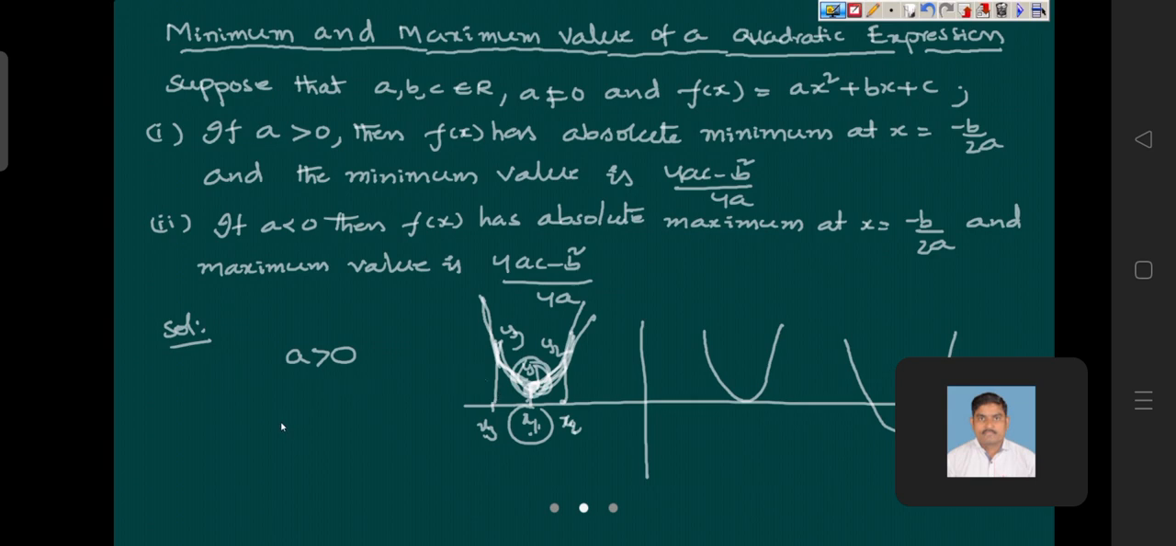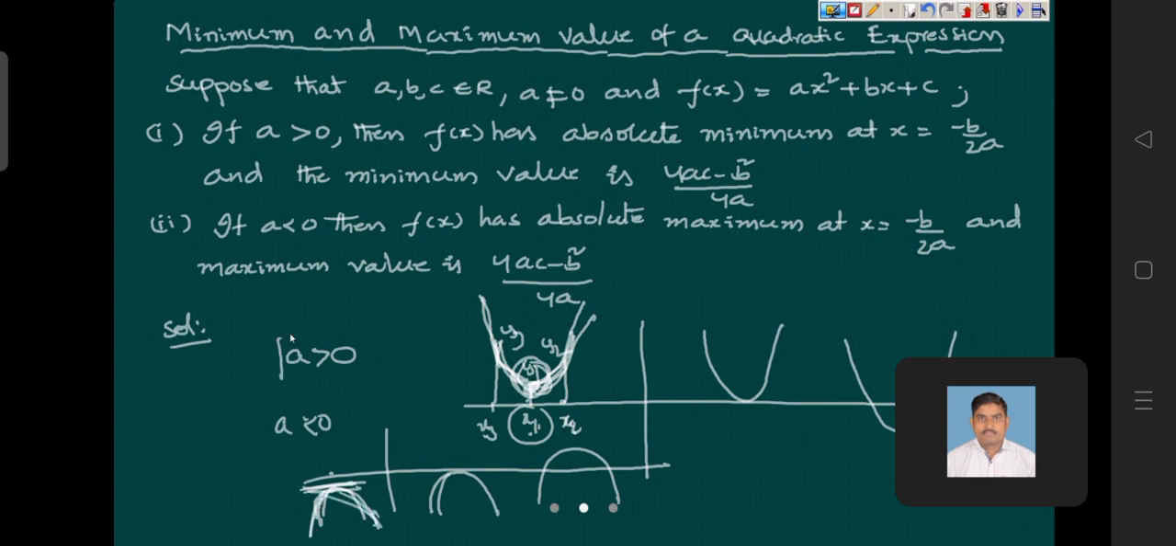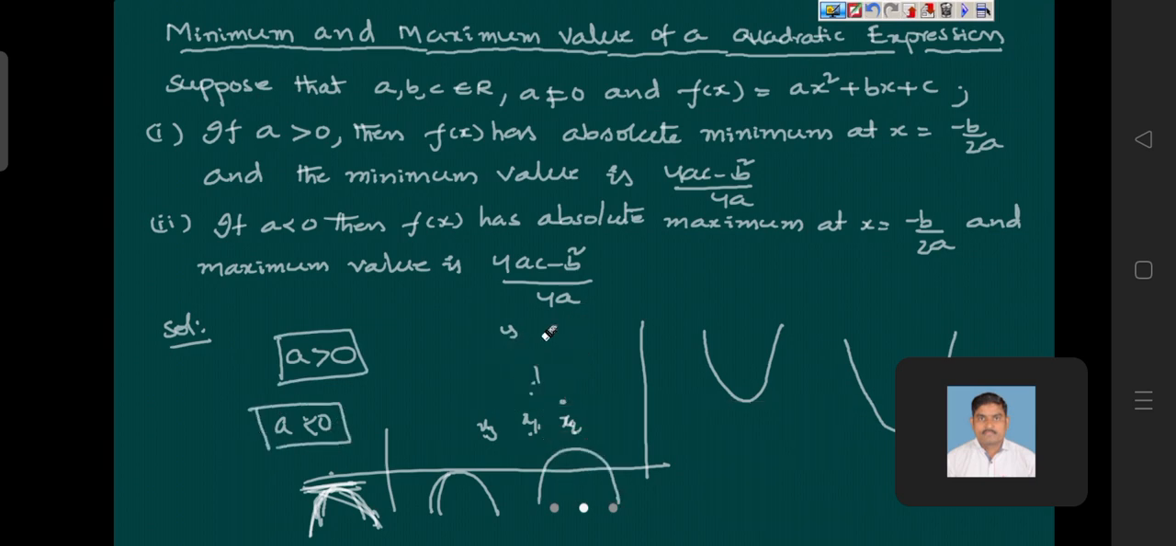If a is less than 0, you know that the graph of the parabola is below the x-axis or touches the x-axis, opening downward. So for all the x values, the values of the quadratic expression will be decreased when compared with the value at the vertex. So in this case, it has the maximum value, and the remaining values are smaller. So when a is greater than 0, it has the minimum value. When a is less than 0, it has the maximum value.